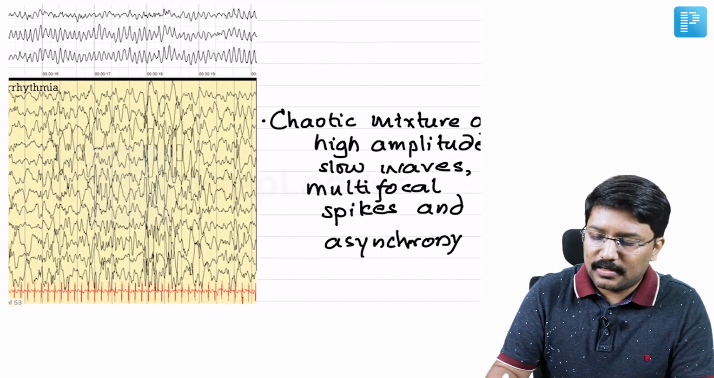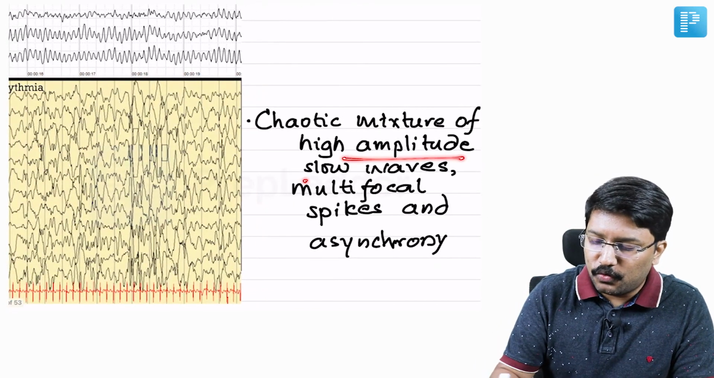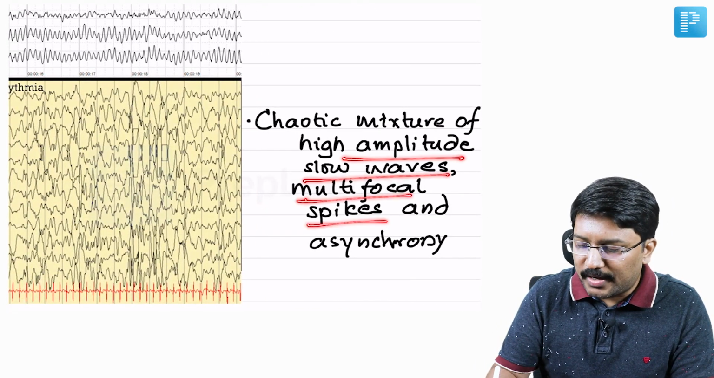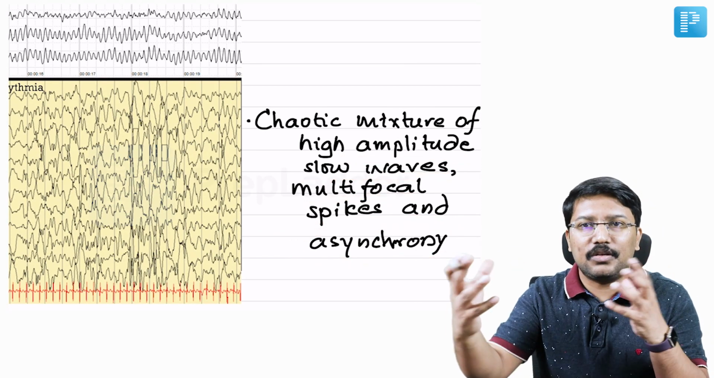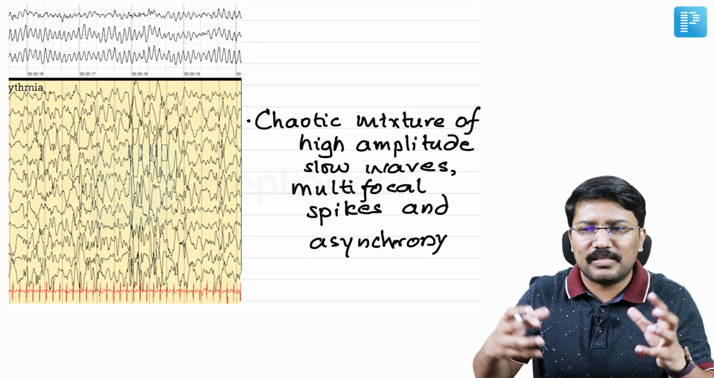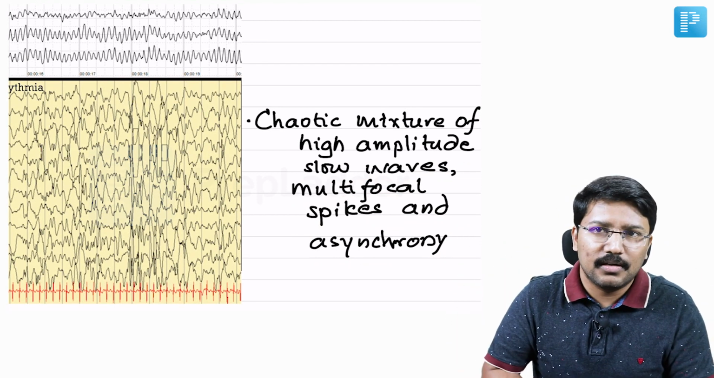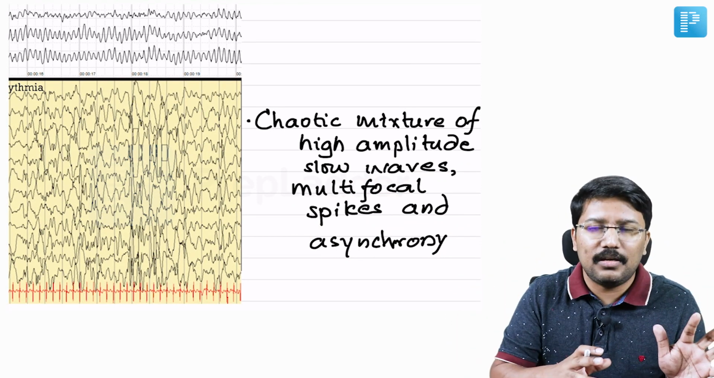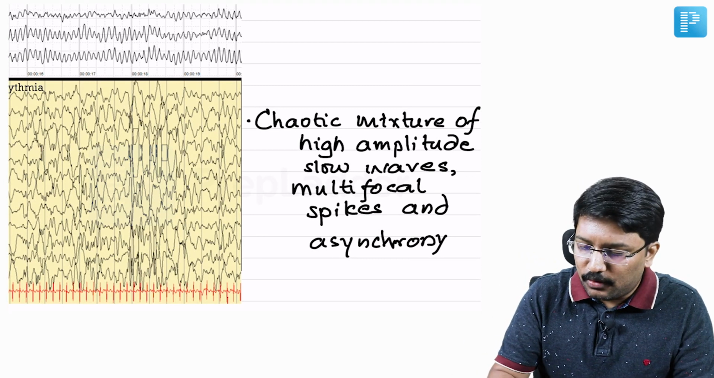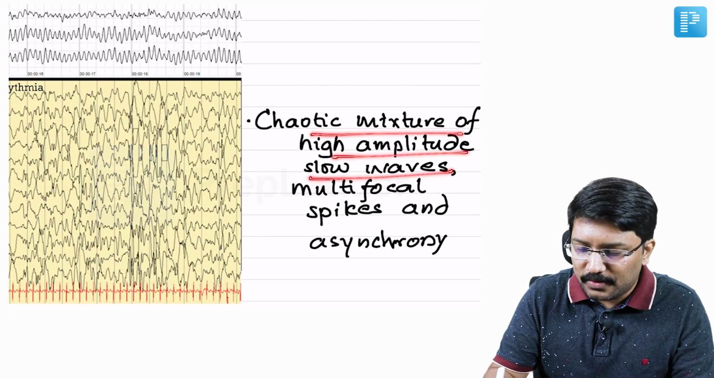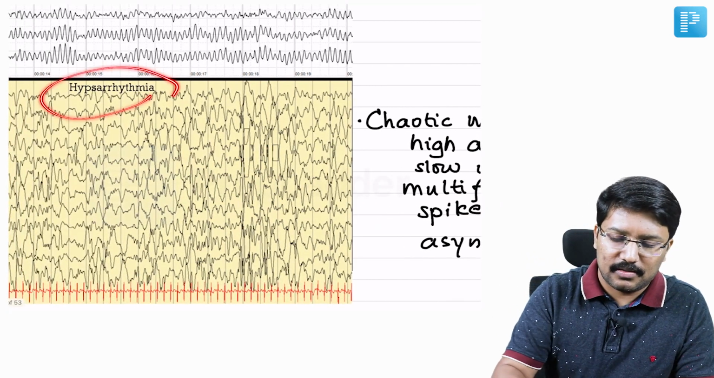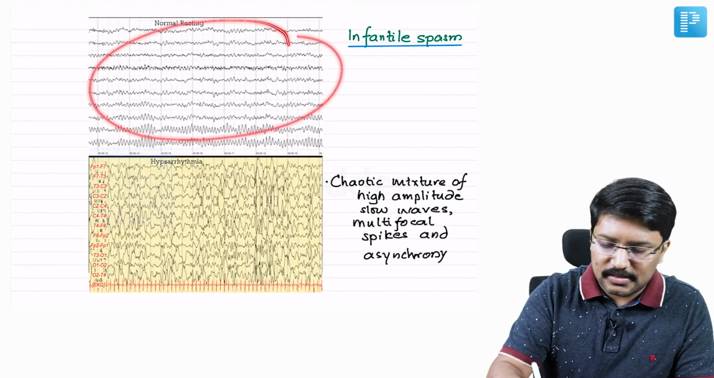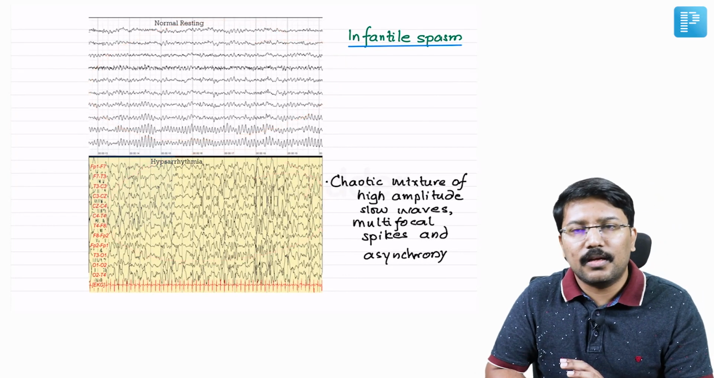What is it? It is a chaotic mixture of high amplitude slow waves and multifocal spikes, and there is one more thing we should always know about, which is the asynchrony between the two hemispheres. So you don't see a similar pattern in both hemispheres. So there is asynchrony and a generalized chaotic mixture of high amplitude slow waves and multifocal spikes. This is what we call hypsarrhythmia. You can compare a normal EEG with the hypsarrhythmic EEG.